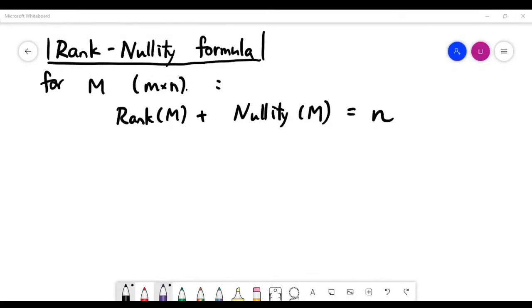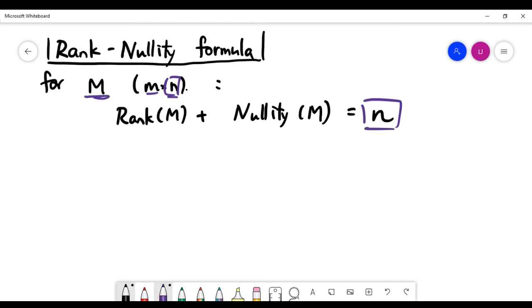So in this video, we'll describe the interesting formula which is called the rank-nullity formula. Let's say now the matrix M has size m by n. You see, m by n. And I'm claiming that if you find the rank of M and also the nullity of M, if you add these two numbers together, it must be n. And please recall, n is actually the number of columns of M, right?